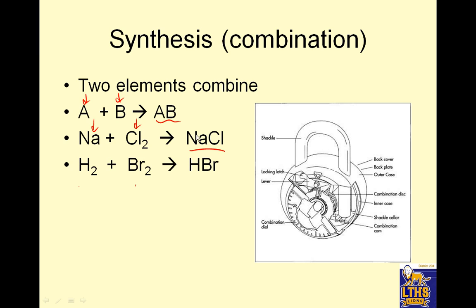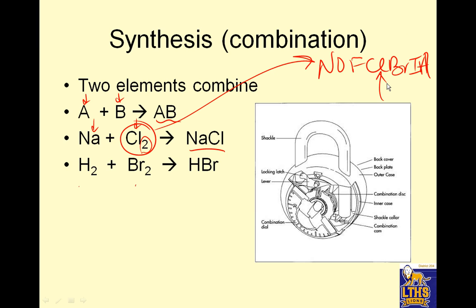But wait, why is it NaCl, and why are there 2 chlorines over here? Well, first let's talk about why there's 2 Cl's over here. Remember, chlorine is one of the non-cool elements. So chlorine's diatomic when it's an element. And being even more specific, because it's a diatomic element, it's one of the gases.